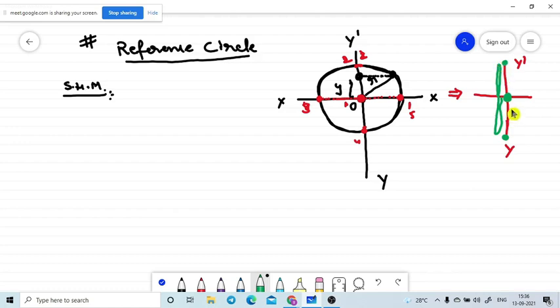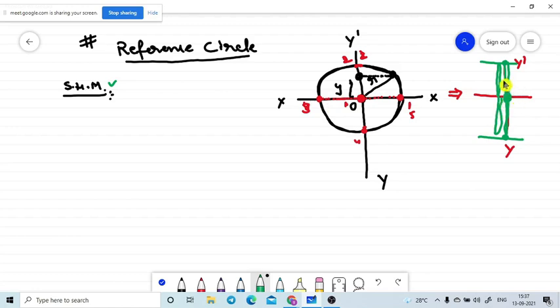Like this it is executing. That means if we observe the projection of the particle on the y-axis, it is executing simple harmonic motion, because it is moving in a straight line from its mean position in a to and fro motion. Also one more thing: the acceleration of the particle is directly proportional to the displacement of the particle. We are going to prove that also.